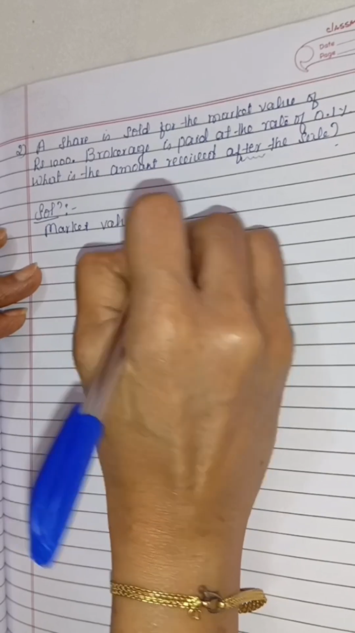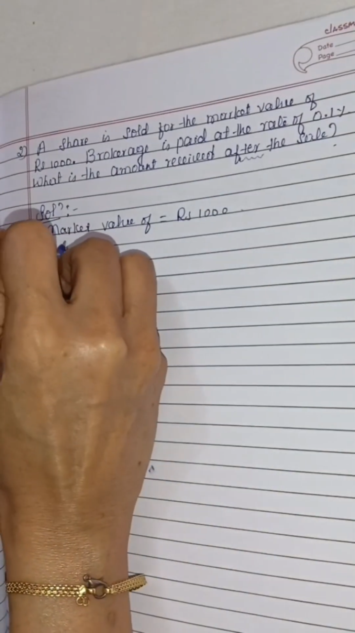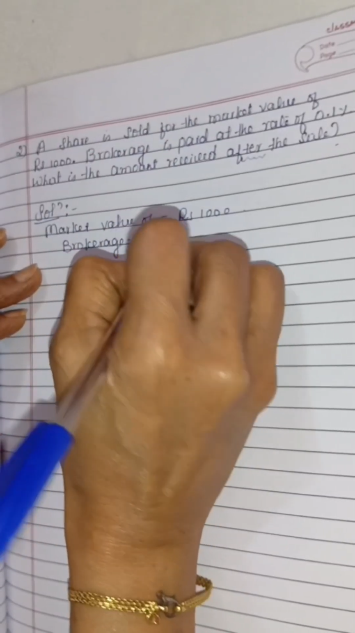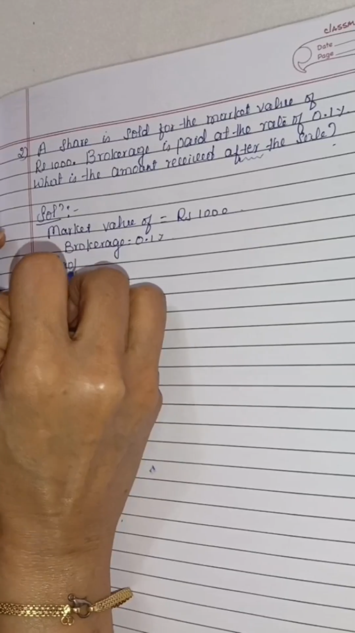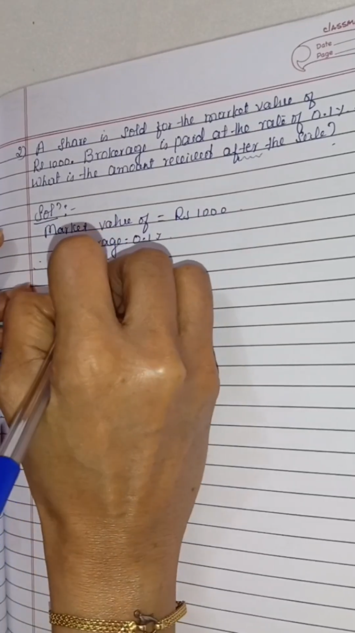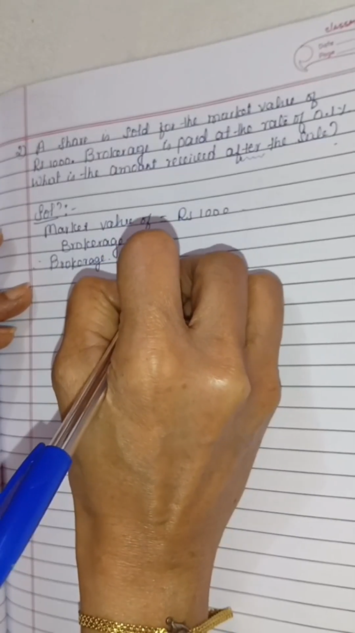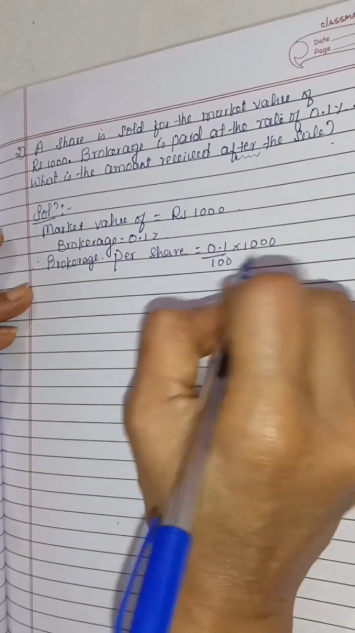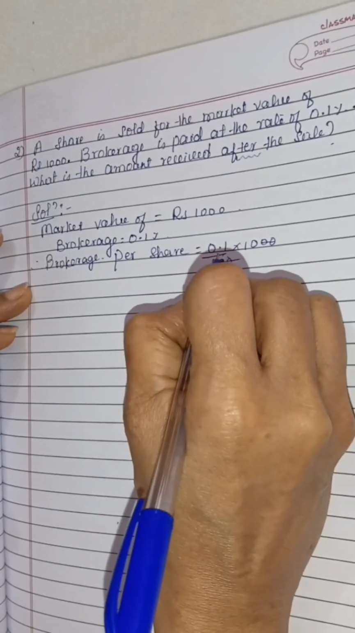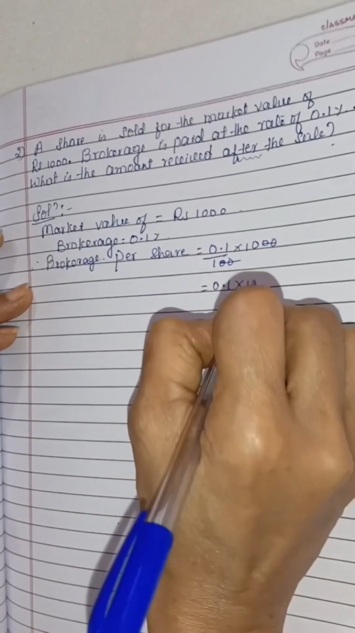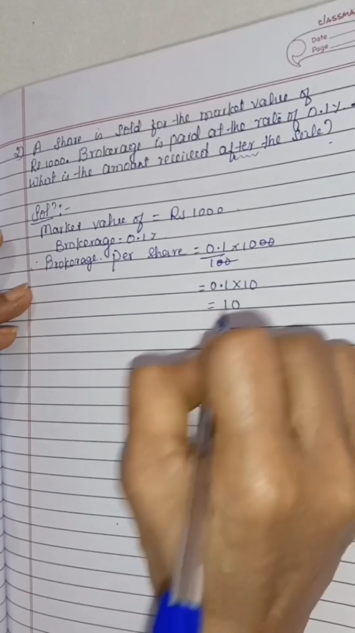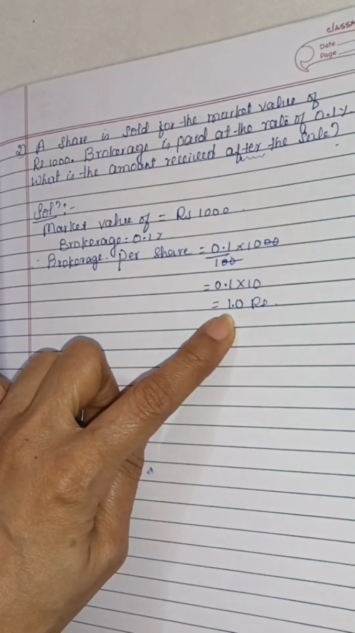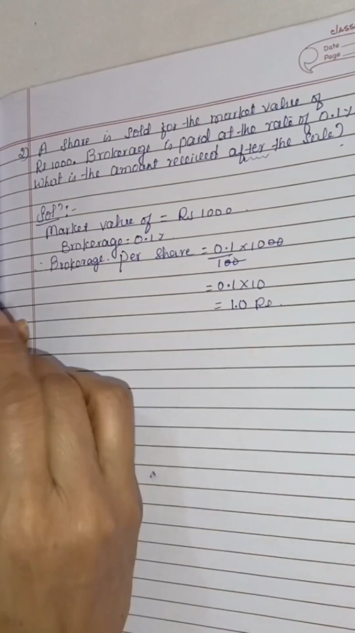So the market value is rupees 1000. Brokerage is 0.1%. Therefore the brokerage per share is 0.1 out of 100 for the market value 1000. The 100 cancels, so 0.1 multiplied by 10 gives 1.0, so put the decimal point here. This is 1 rupee. Now we have to find the selling price.